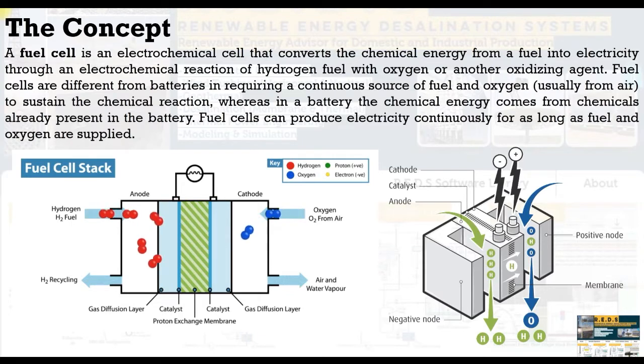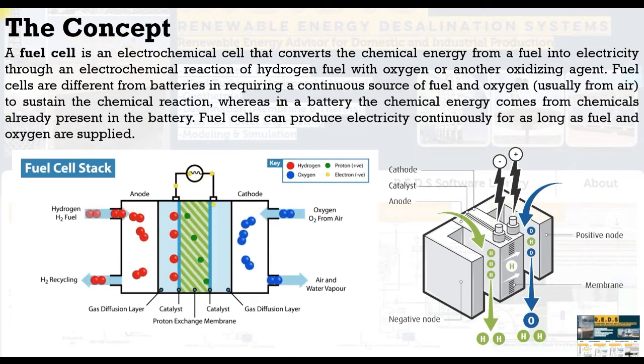A fuel cell is an electrochemical cell that converts chemical energy from a fuel into electricity through an electrochemical reaction of hydrogen fuel with oxygen or air, as usual. Fuel cells are different from batteries in requiring a continuous source of fuel and oxygen, usually from air, in order to sustain the chemical reaction, whereas in a battery the chemical energy comes from chemicals already present in the battery itself. Fuel cells can produce electricity continuously for as long as fuel and oxygen are supplied.